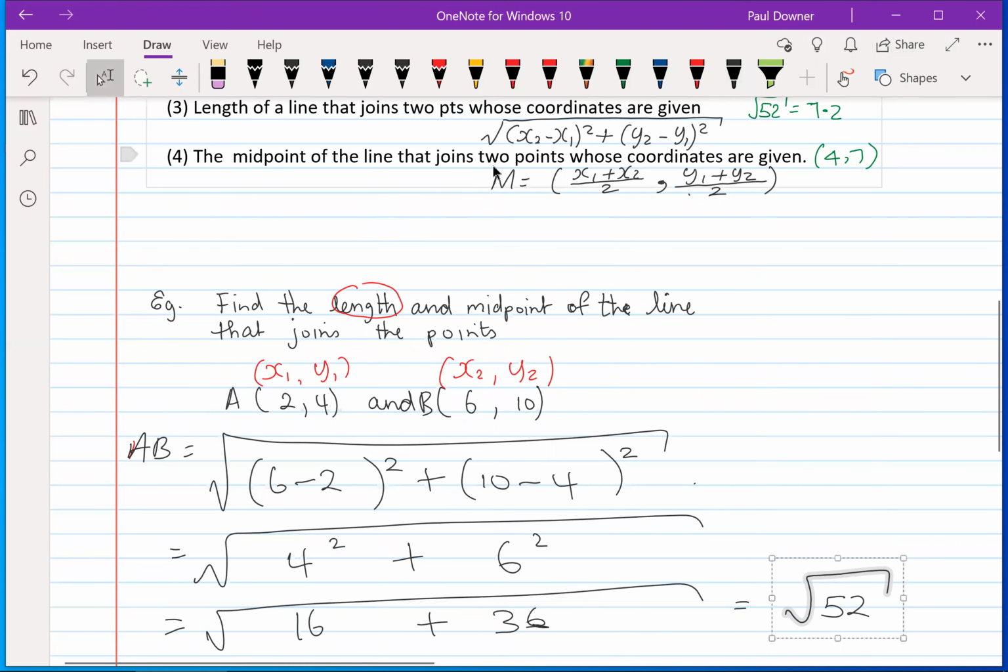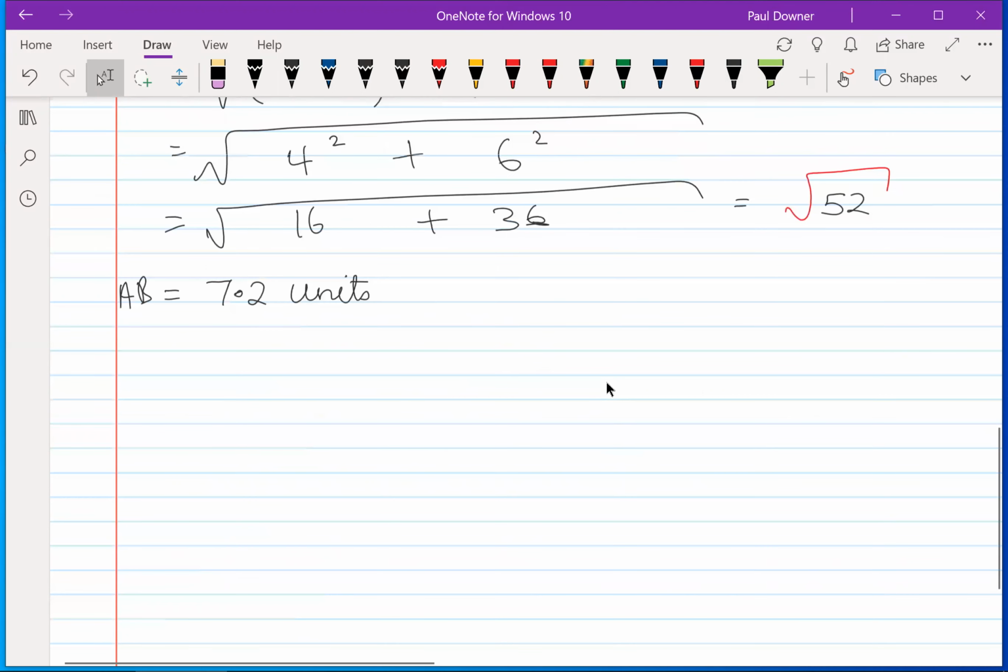And then the midpoint, we're going to find the midpoint. So find the length and midpoint. So we're on to the second part, which is the midpoint of the line that joins the 2 points. So how do we go about finding the midpoint? Well, let's call the midpoint M. That midpoint M is going to be made up of an X value and a Y value. The midpoint X value is normally called X bar, and the Y value or Y coordinate of the midpoint is normally called Y bar.